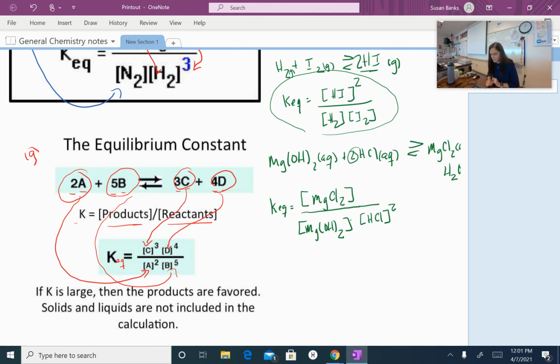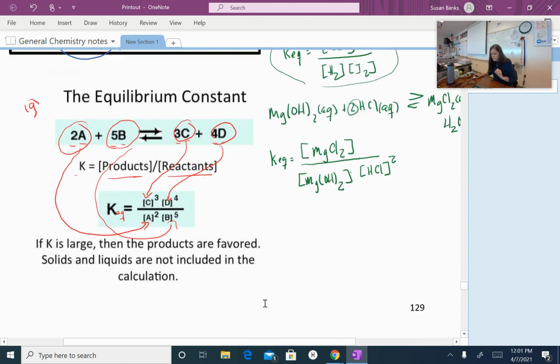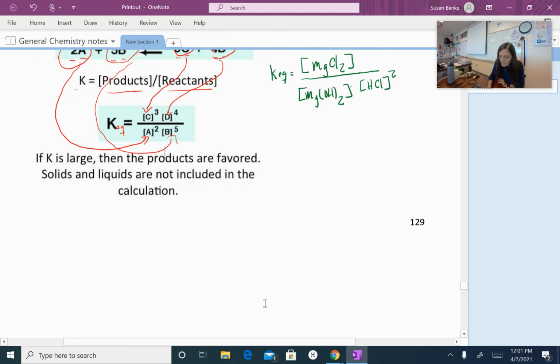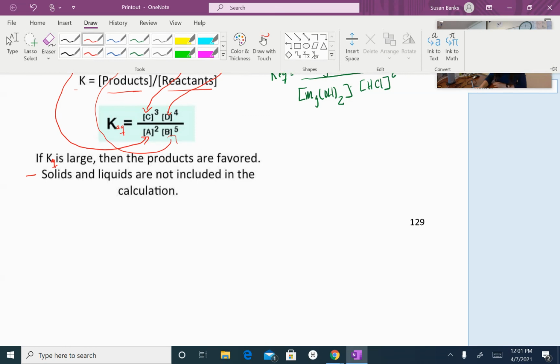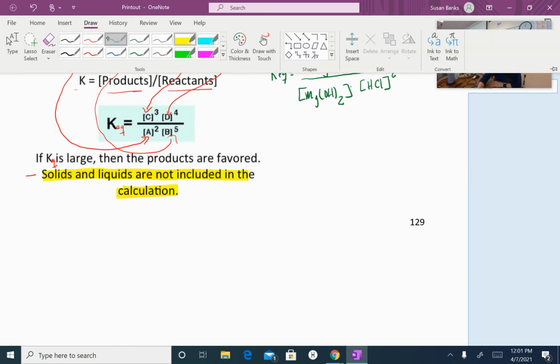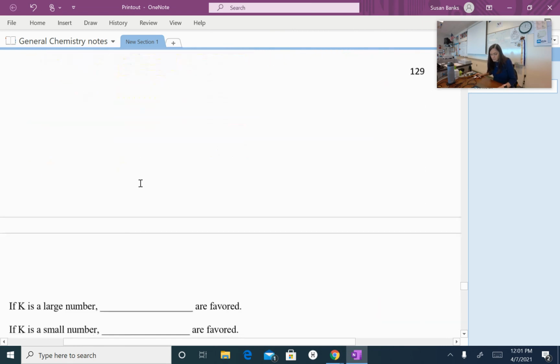Okay? Another thing that I would like to reiterate that hopefully you saw in those graphs, if K, or the KEQ, is really large, then products are favored. And by large, I mean much greater than 1. So, once again, just a little bit of a reminder. Solids and liquids are not included in that expression or the calculation. Only aqueous and gases.